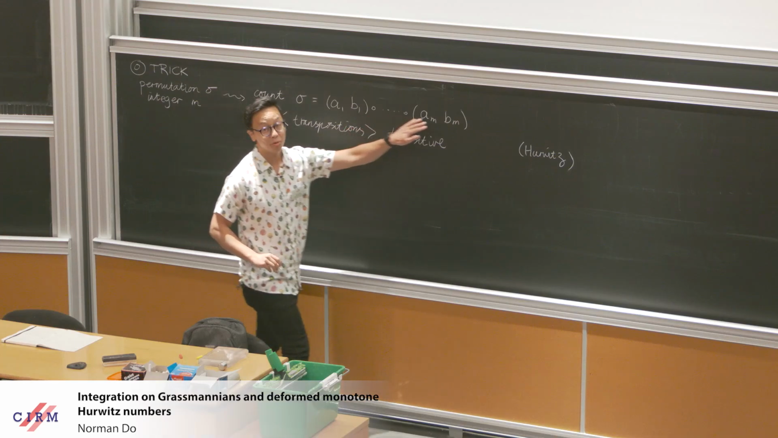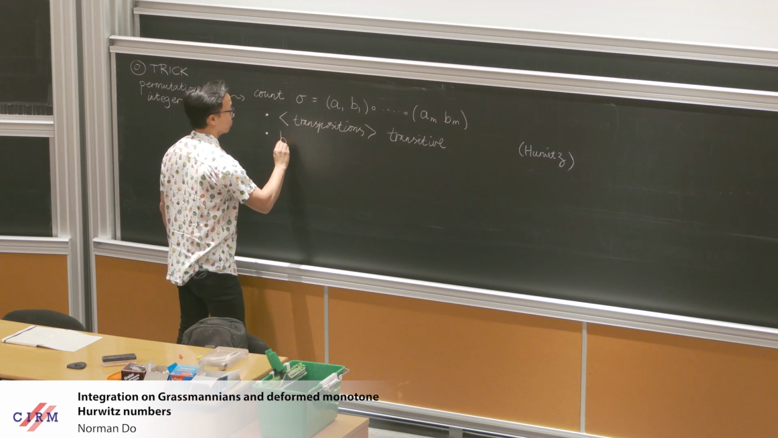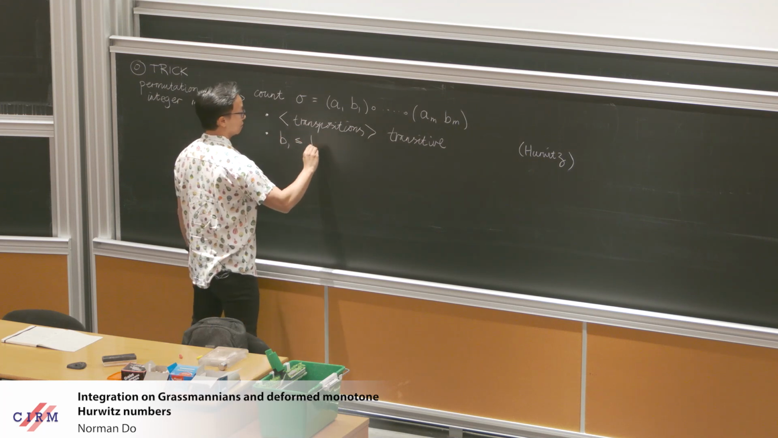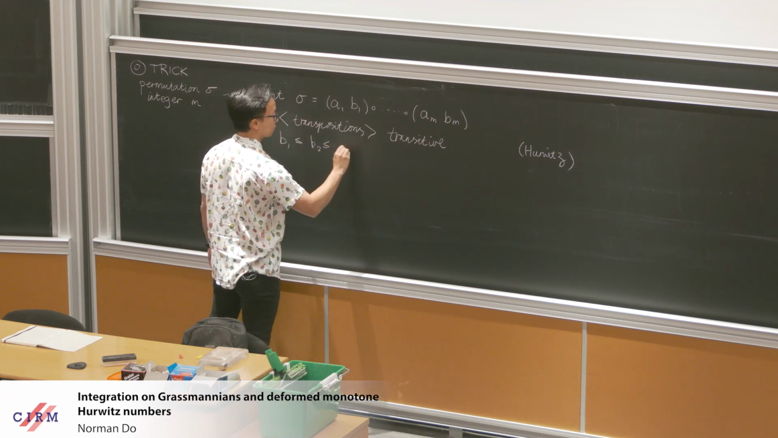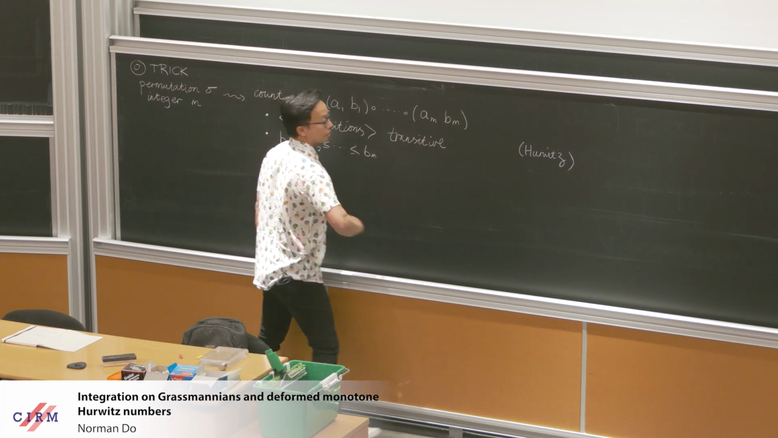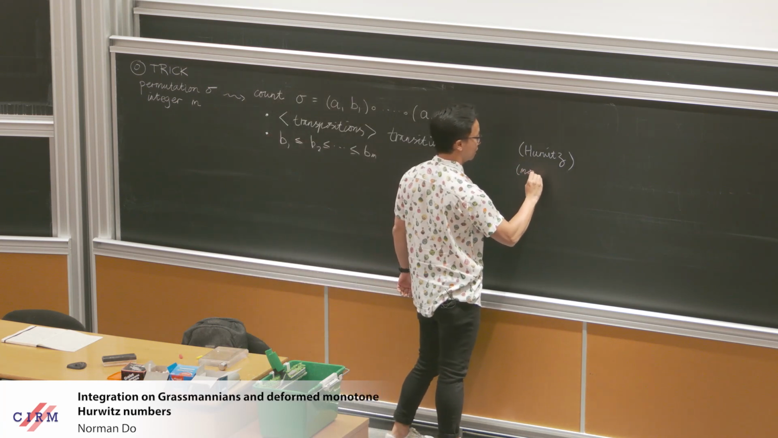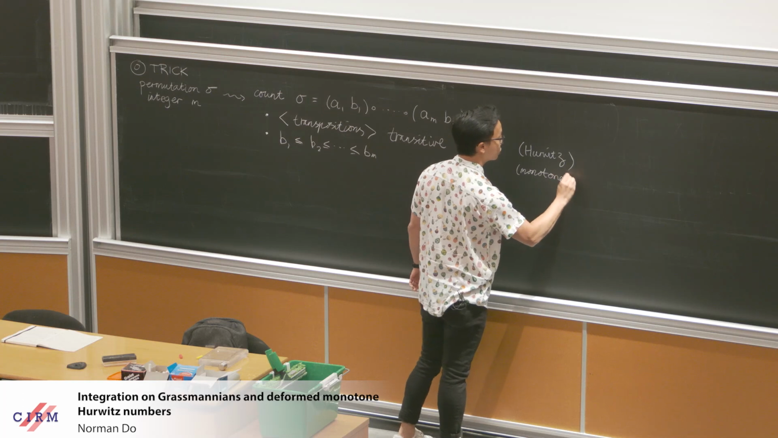The next thing I want to do is add in this slightly unusual condition, which is to say that these b's here, b1 through bm, have to be monotone. We want them weakly increasing. Okay, and this is the monotone condition. If you're calculating this, you're calculating a monotone Hurwitz number.